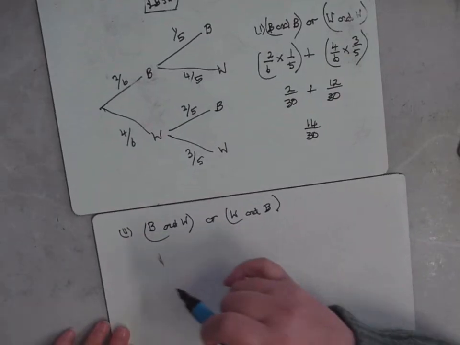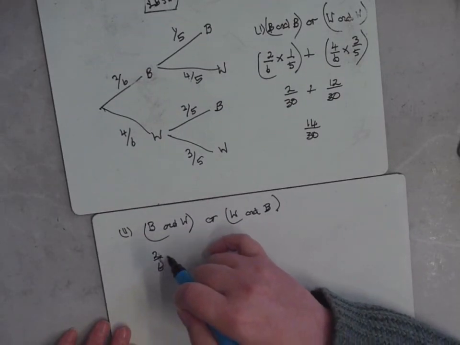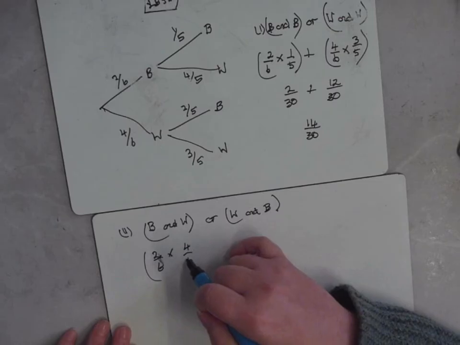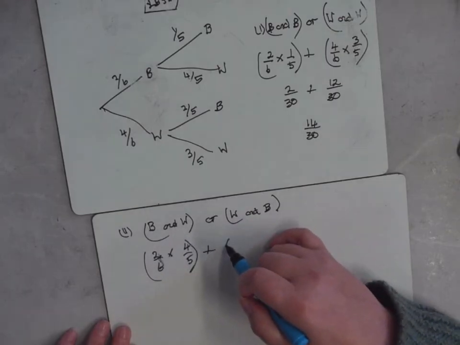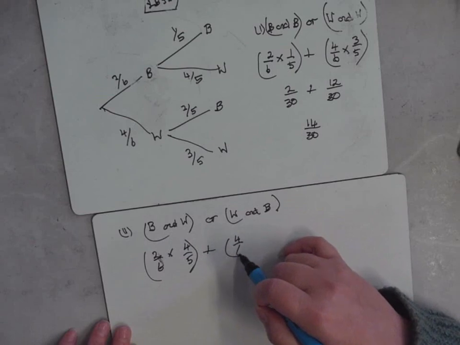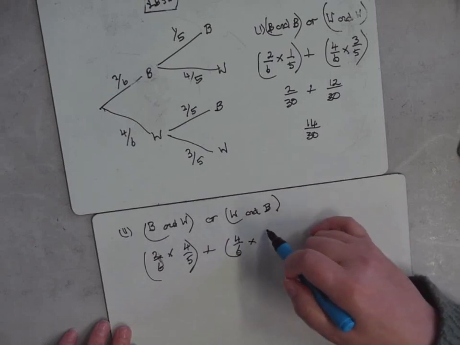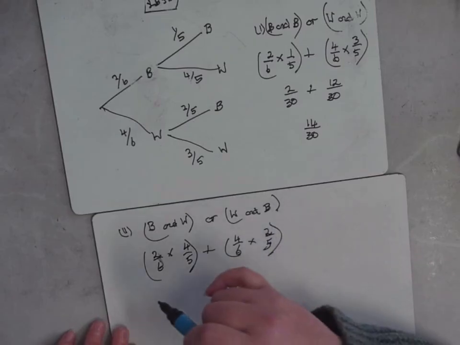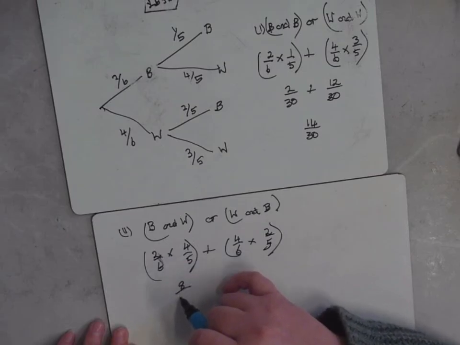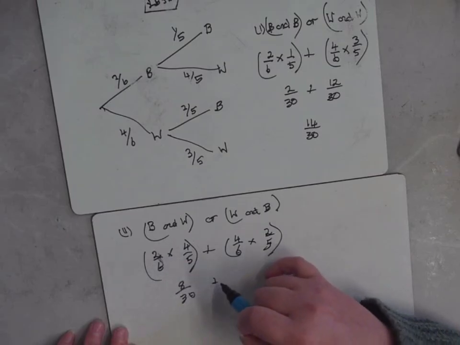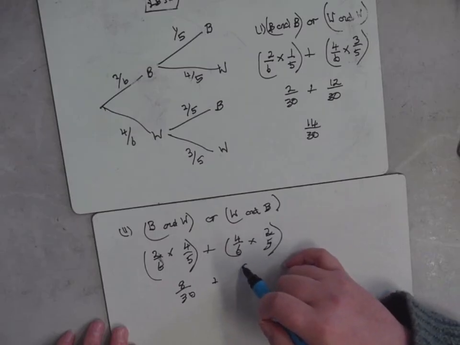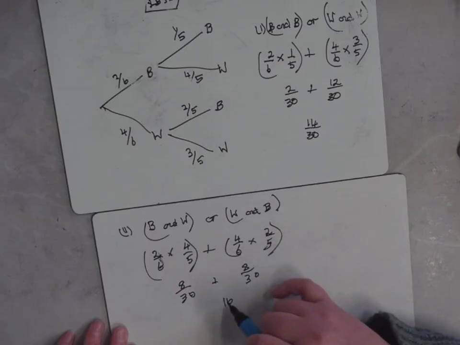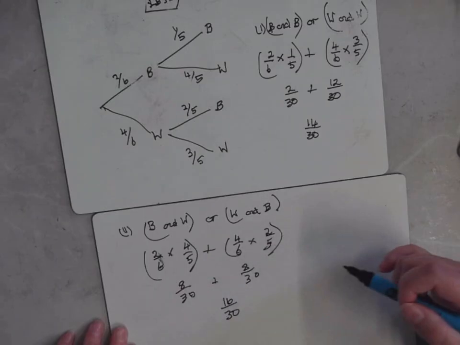So black first, 2 over 6, and means you multiply. White second, 4 out of 5, or means you add. White first, 4 out of 6, and means you multiply. Black second, 2 out of 5. Is that okay? And that would be 8 out of 30, add 8 out of 30, isn't it? So that would be 16 out of 30, or 8 out of 15 if you like.